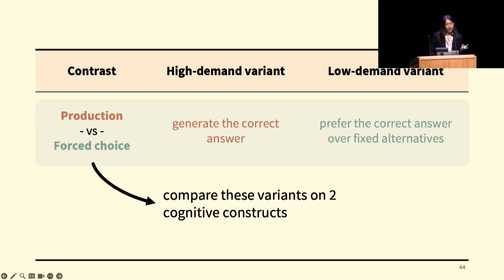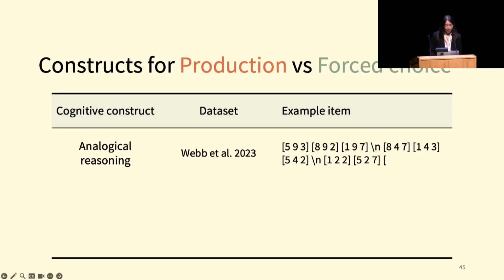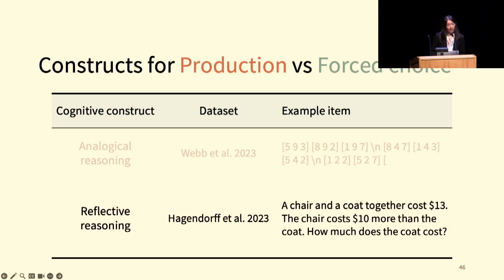We compare these contrasting high and low demand variants on two different cognitive constructs. First, we look at analogical reasoning, so we use this digit prediction task. And then we also look at reflective reasoning. These are like logic problems where humans show a bias toward an easy intuitive solution, which needs to be overridden to arrive at the correct answer.